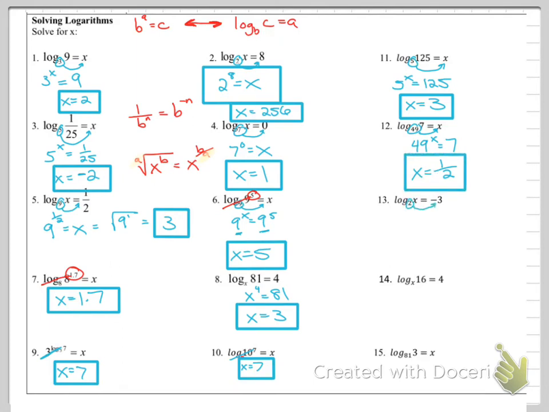2 to the negative 3 equals x. Negative exponents make it 1 over, and 2 times 2 times 2 is 8. How about x to the 4th equals 16? What times itself 4 times makes 16? 2. 2 times 2 times 2 times 2 would give me 16. See if you can do the last one.